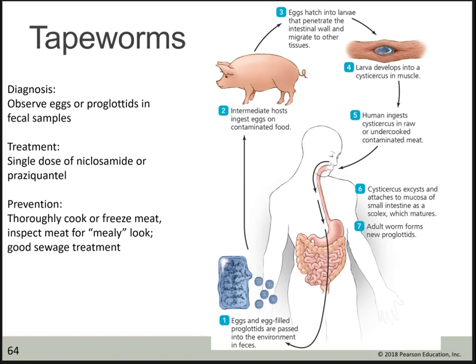Diagnosis is to observe eggs or proglottids in fecal samples. Treatment is a single dose of niclosamide or praziquantel. Prevention is thoroughly cooking or freezing the meat, because even just freezing the meat will kill the parasite. Also look at the meat and look for a mealy look, which is meat that kind of looks like it has worms in it, basically, and also good sewage treatment.